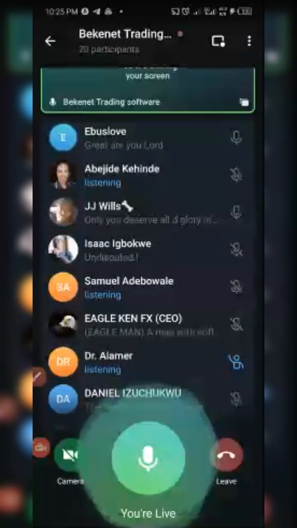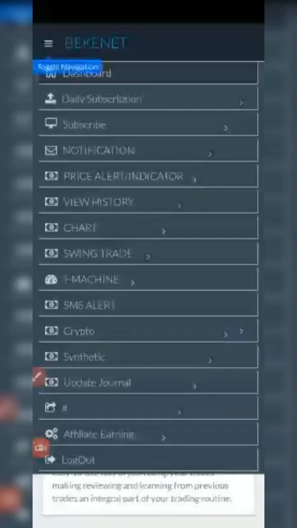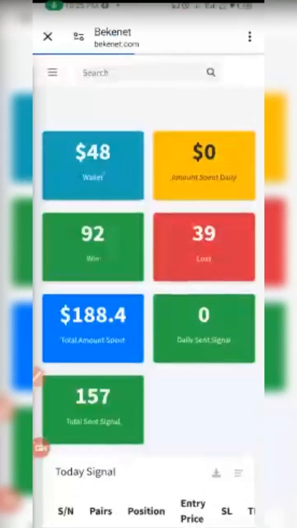For Pay As You Go, you need to understand how it works. So Pay As You Go, you need to fund your wallet. Let's go to the place. This is where you need to go to. Click on daily subscription. Click here for the Pay As You Go.